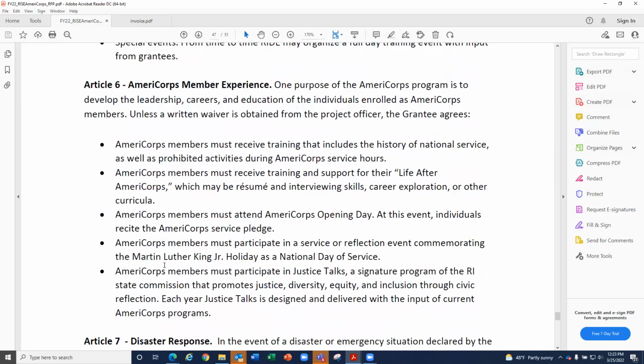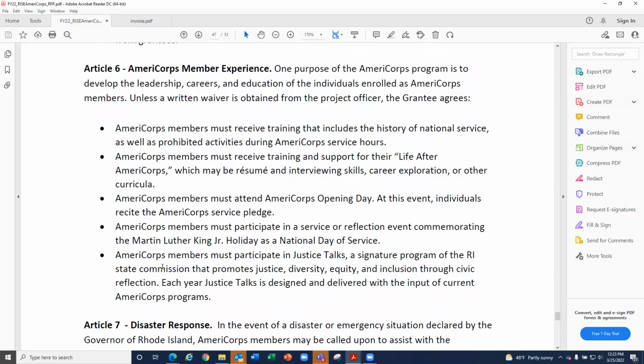We also have expectations about what the Americorps member will experience. So you will manage them, select them, recruit them, and manage them, train them as you see fit under your program and according to the application you've submitted. But there are some things that are mandatory from our perspective.